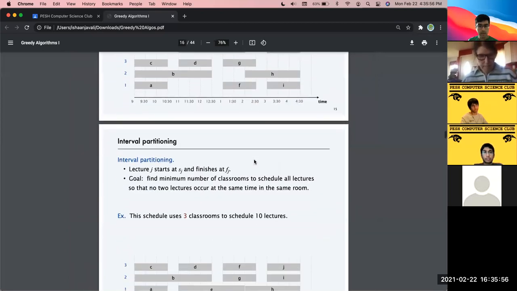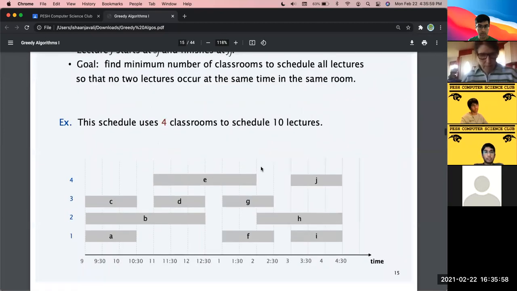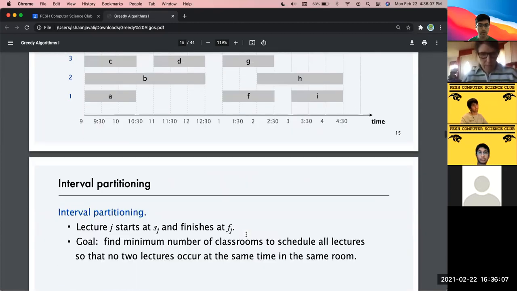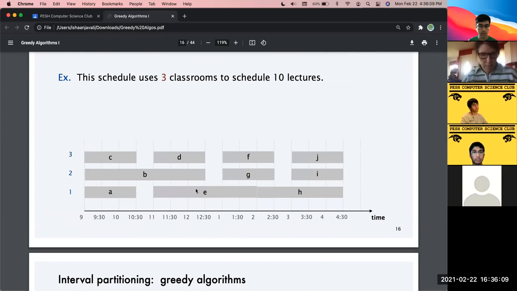So does everybody understand this problem that we're going to discuss now? You basically have a bunch of intervals and you want to figure out the minimum number of rooms you need to contain all of these intervals. And intervals in the same room cannot overlap. So for example, E and G cannot be in the same room because they overlap. That's why they're in different rooms.